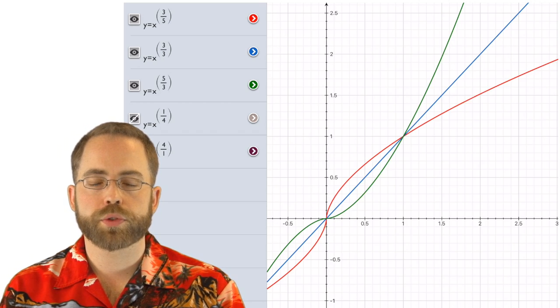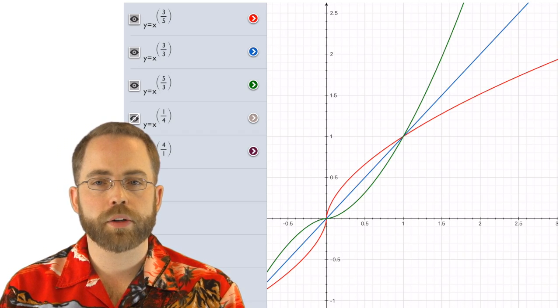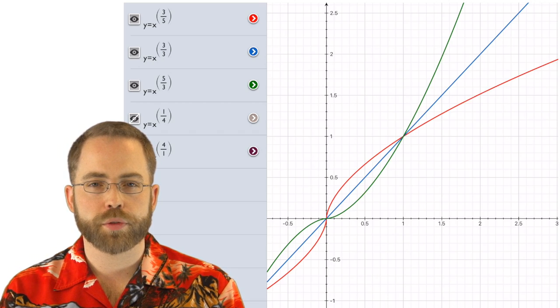So keep that in your notes for today, and we will talk about all possible kinds of power functions to graph next time.